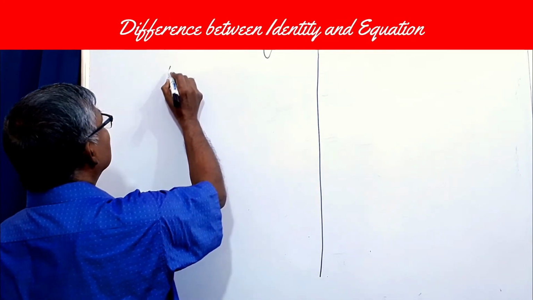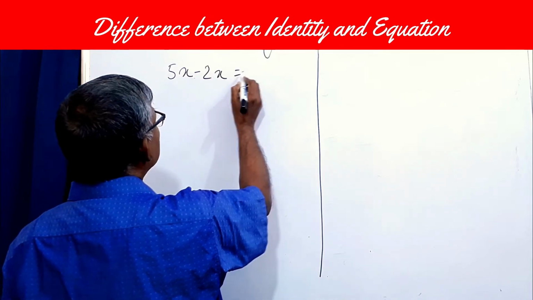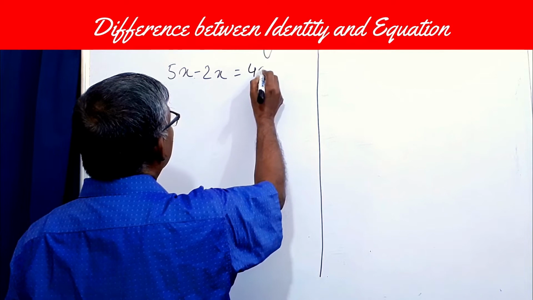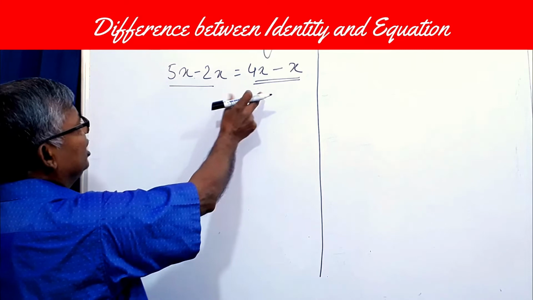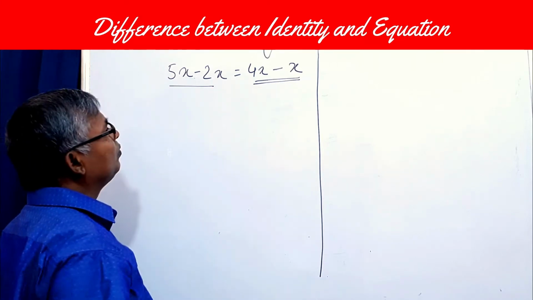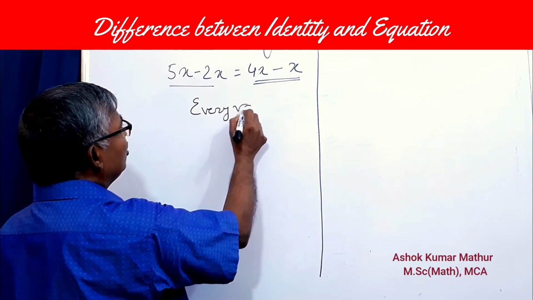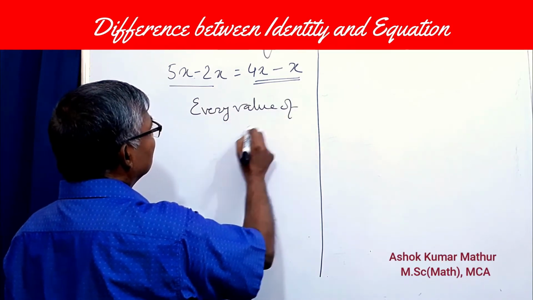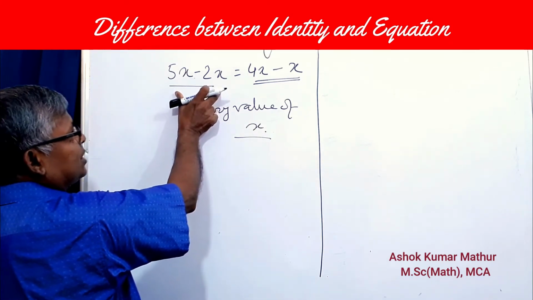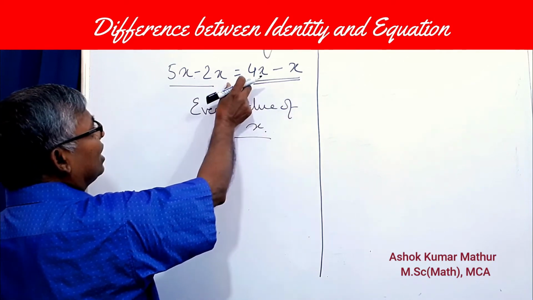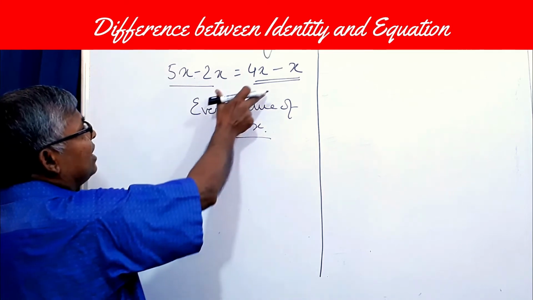Suppose 5x minus 2x equals 4x minus x. Here you see these two expressions give the same value for every value of x. Hence, when two algebraic expressions are equal for every value of x, we term it an identity.